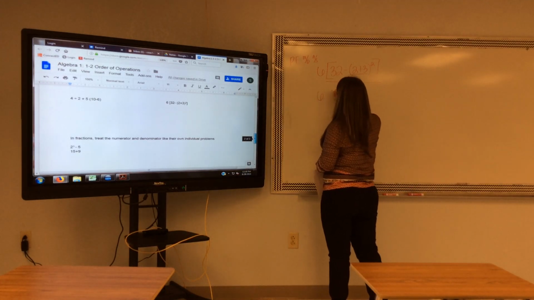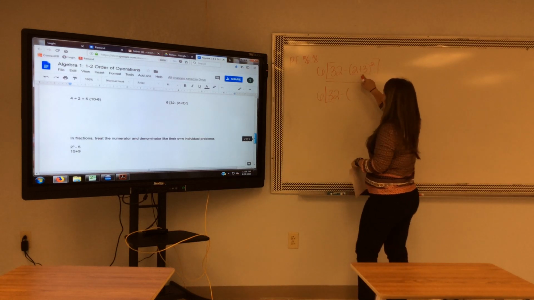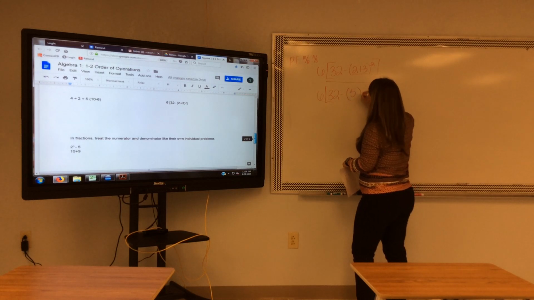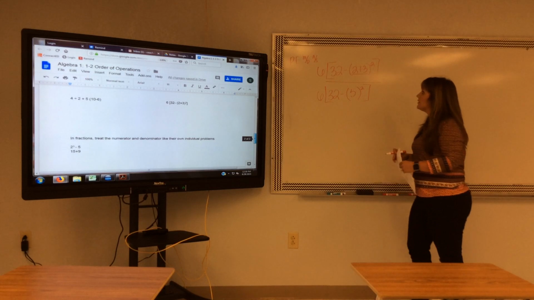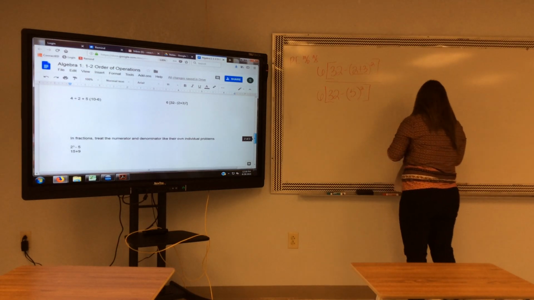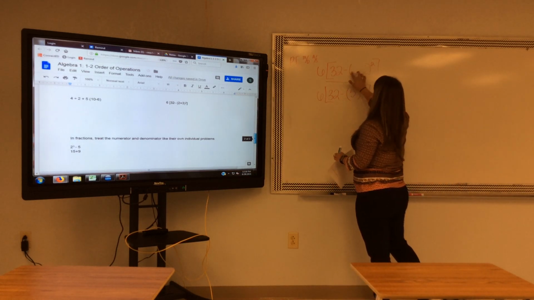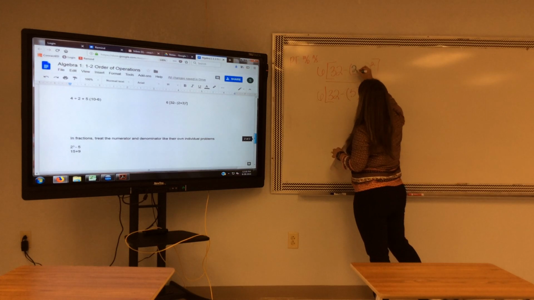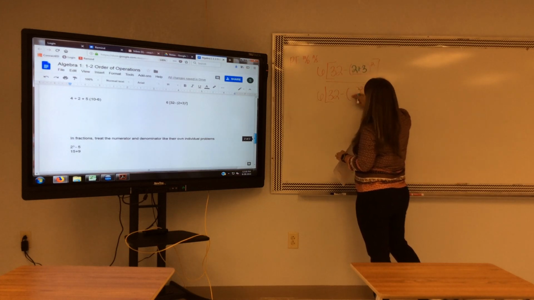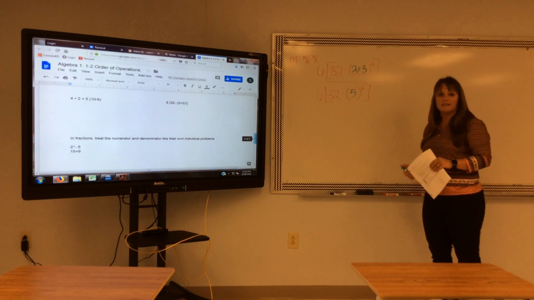So I have my 6. I have my open bracket. I still have a 32 minus, and then inside parentheses 2 plus 3 is 5. I have that raised to the power of 2, and then I'm going to close my brackets. So everything looks the same. The only thing that I have done is I turned this 2 plus 3 here into the 5. Other than that, everything looks exactly the same.